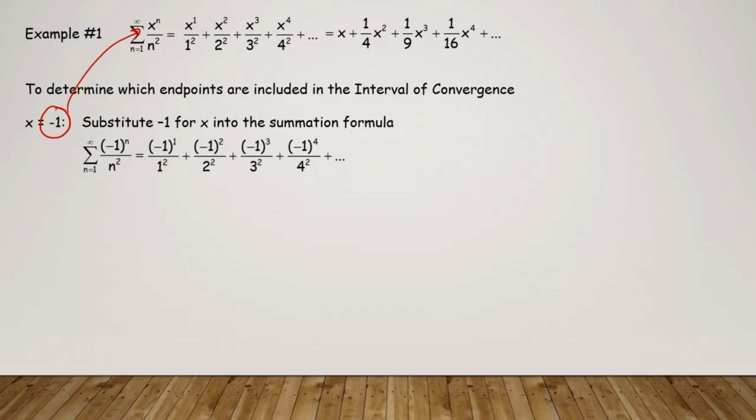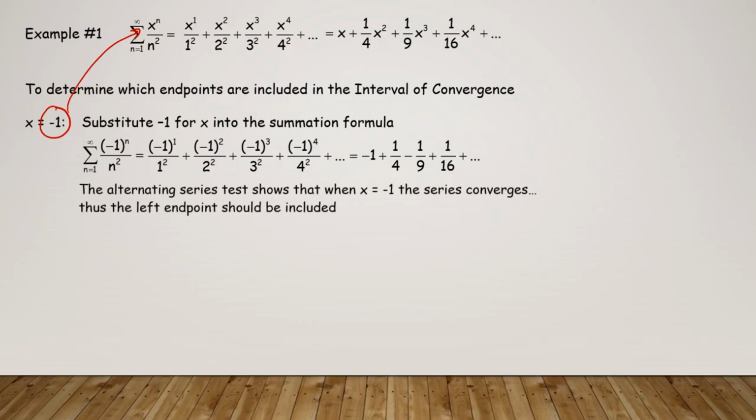By expanding it out, I would come up with an alternating series of negative 1 plus 1/4 minus 1/9 plus 1/16, and so on. Now, I can run the alternating series test, and it will meet all the conditions to show that this series will converge specifically at negative 1. Therefore, the left endpoint at negative 1 needs to be included as part of the interval of convergence.